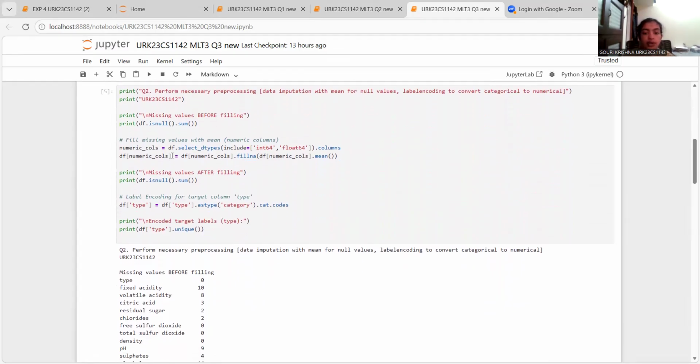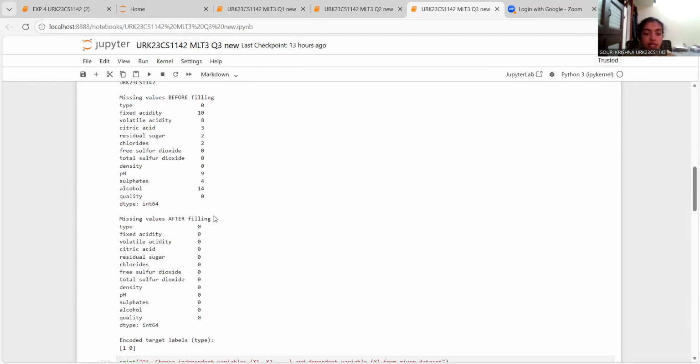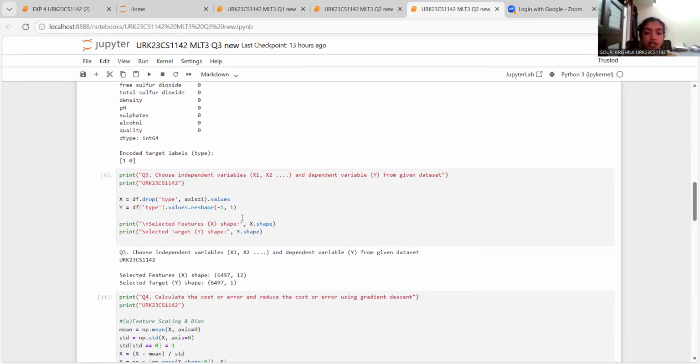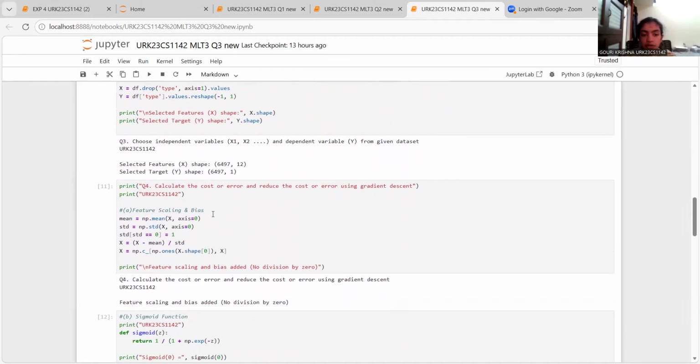Here df numeric columns is set as shown. The target column type is encoded, and df['type'] equals df['type'].astype(...). This line will convert the categories into numbers. And here we'll define the features and the target. So all columns except type are features, and the target is type. Here X equals df.drop('type').values, y equals df['type'].values. So it will choose the independent variable and the target variable, and it will print like that.